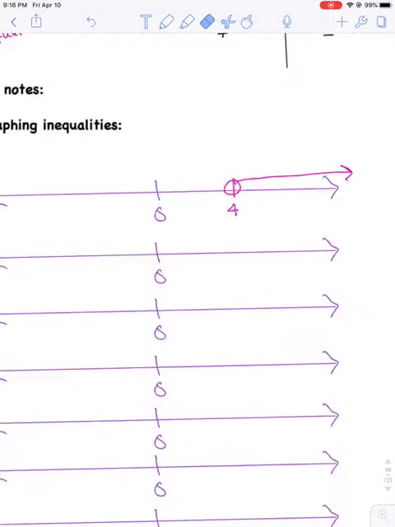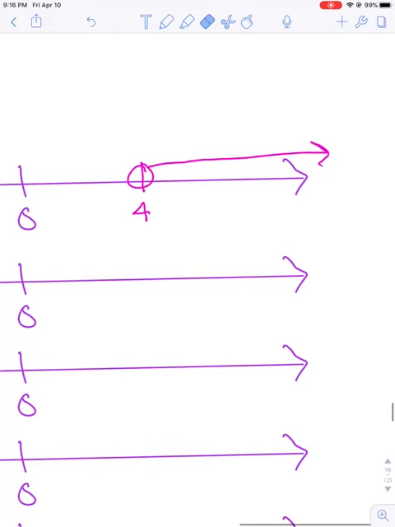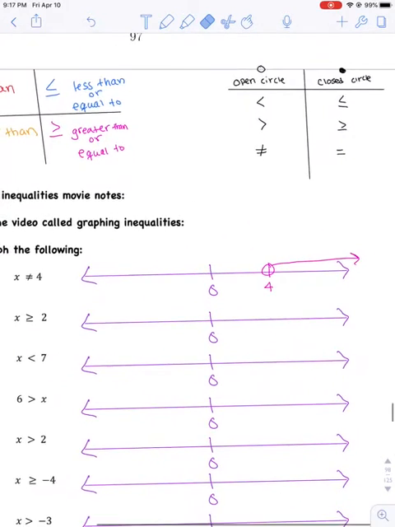So the arrow is indicating that any number on this side of 4 is a valid answer, and we're not going to plot them in. We're not going to waste our time. We're just going to assume that we know 10 is here, 100's here, 1,000's here, any number in between, 30's here. All of these numbers are valid solutions to x is not equal to 4. So we can have an arrow going that way.